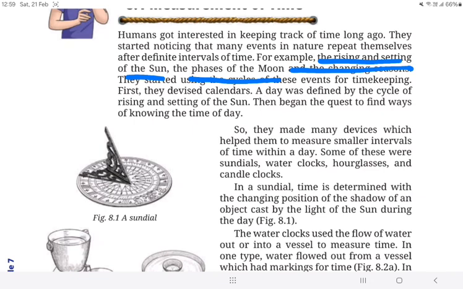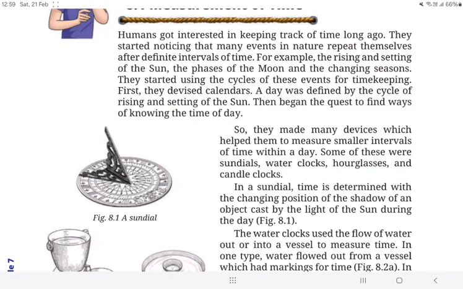So later on, some equipment, the calendars, were devised. After the calendars came into the picture, there were some other methods. We use sundials, water clocks, hour glasses, and candle clocks. So the method, you can go through the book.